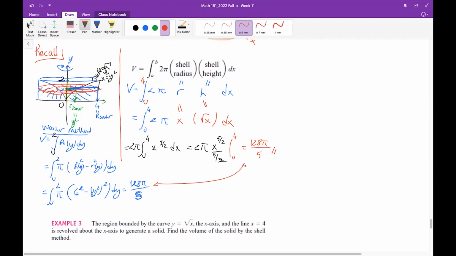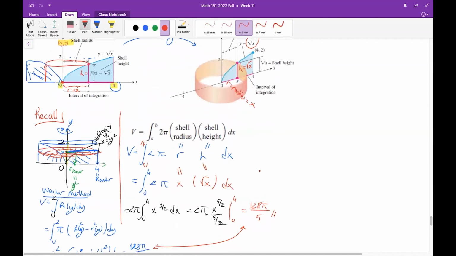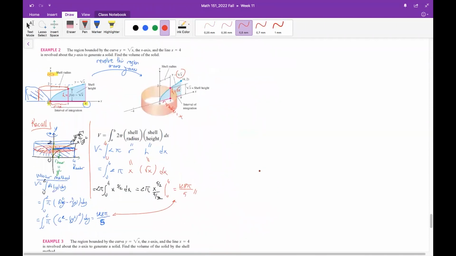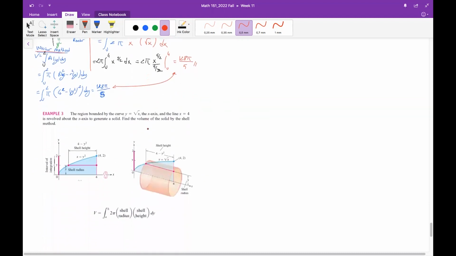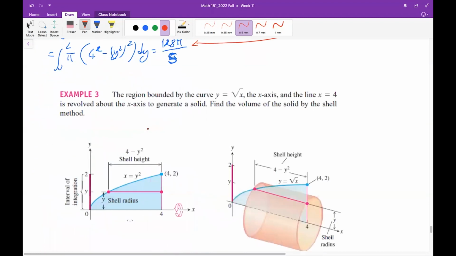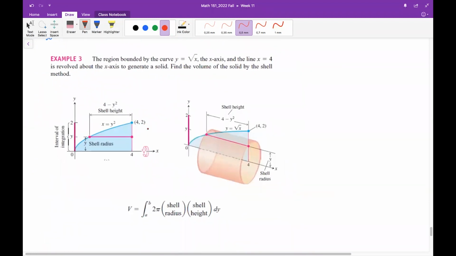So here, this is a nice example which we solved by first using the shell method on the right side, and then we used the washer method on the left side. Sometimes for some examples, you can use more than one technique, like we did here. Okay, let's move on to this example, which will be the last example of this lecture video.